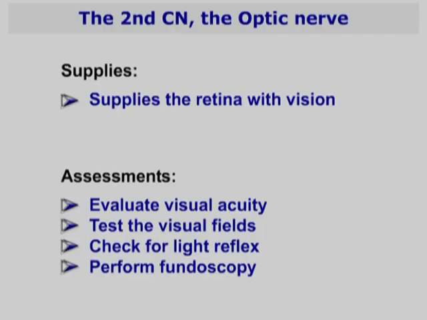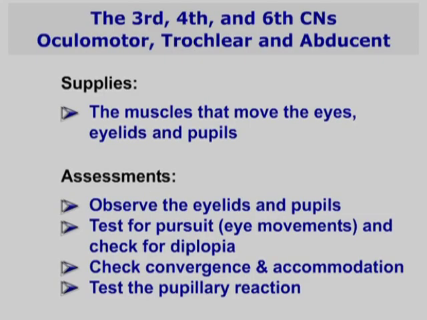The second cranial nerve, the optic nerve, supplies the retina with vision. Evaluate visual acuity. Test the visual fields. Check for light reflex. Perform fundoscopy. The third, fourth, and sixth cranial nerves, the oculomotor, trochlear, and abducent, supply the muscles that move the eyes, eyelids, and pupils.